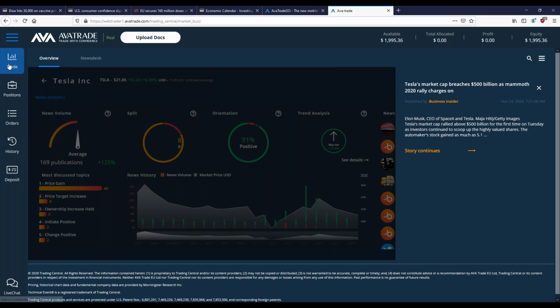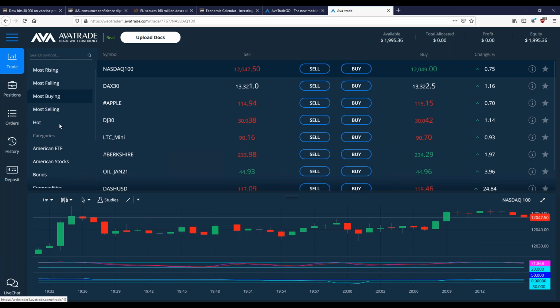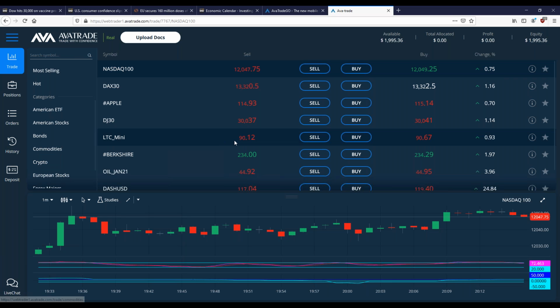So really cool features on the WebTrader platform and also on the AvaTrade Go mobile app. And you can go by category, most rising, most falling, stocks, bonds, commodities, etc.